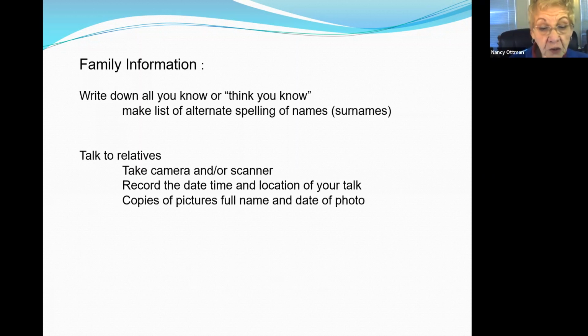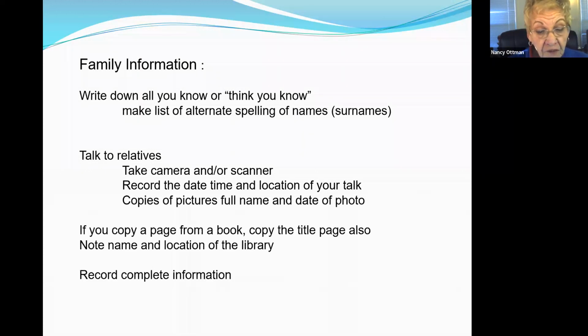You also need to talk with relatives. Take a camera or a scanner with you, record the date, time, and location of your talk, copies of pictures with full names and dates of the photo. If you copy a page from a book, copy the title page also. Note the name and location of the library.